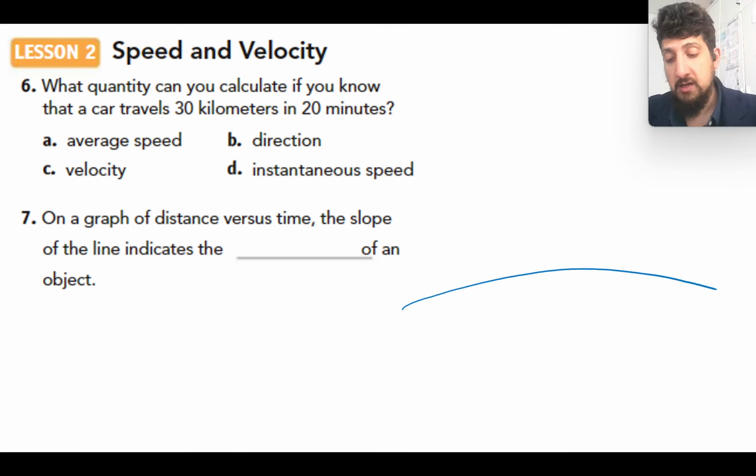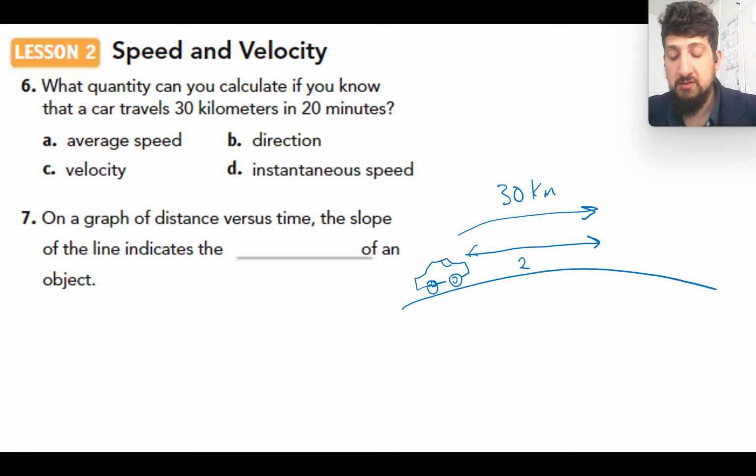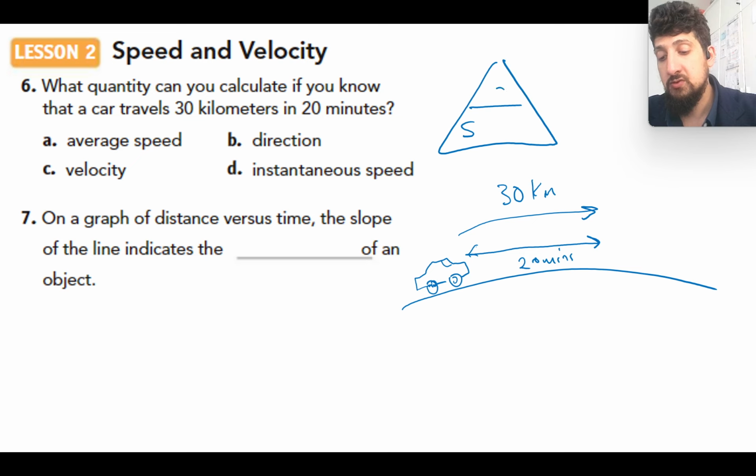So here's a car. It has moved a distance of 30 kilometers in 20 minutes. That's what it's saying. Okay, it has moved 30 kilometers and it took 20 minutes. So that means, well, let's see, we've got the distance, we've got the time. Remember, speed equals distance over time. Do we have the speed?